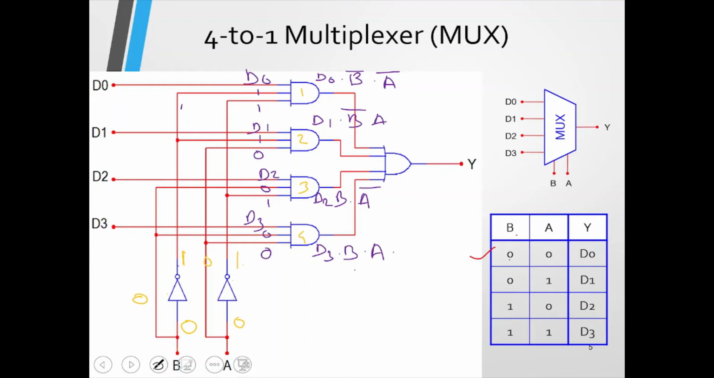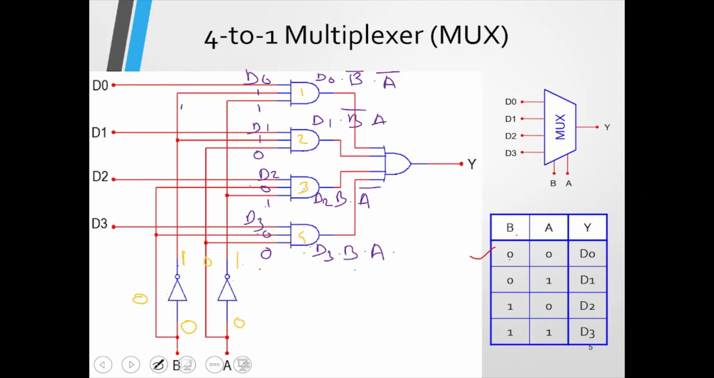First, second, third and fourth AND gates. Now out of these four AND gates, only AND gate 1 will be enabled because its two inputs are 1 1, right? But for the second, third and fourth AND gates, one of the inputs is 0. See, this input is 0 for the second AND gate, for the third AND gate this input is 0, the middle one, and for the fourth AND gate these two inputs are 0, right?